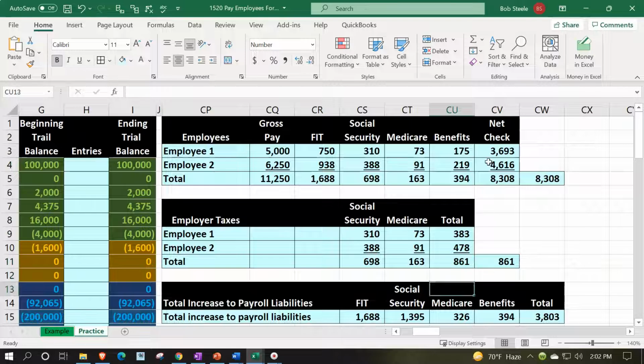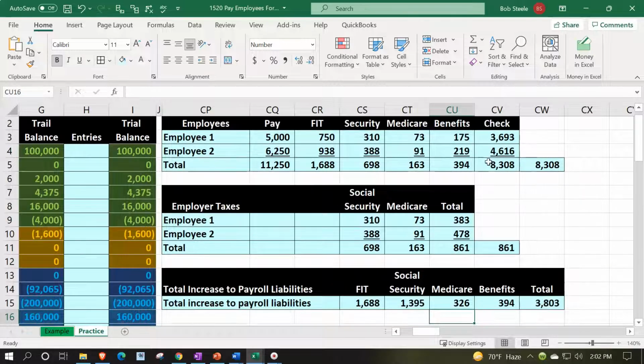And that means that the total liabilities that are going to happen as a result of this is going to be the federal income tax for the employees, the Social Security and Medicare for both employee and employer portion, the benefits that are for the employees. Total liability is going to be at the 3803.